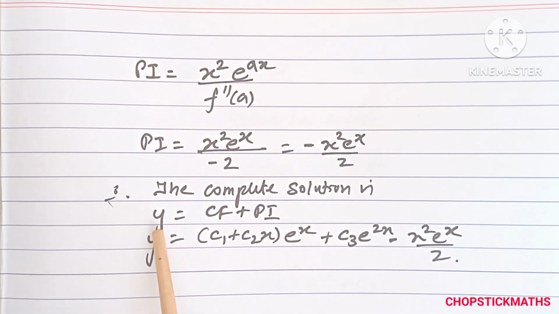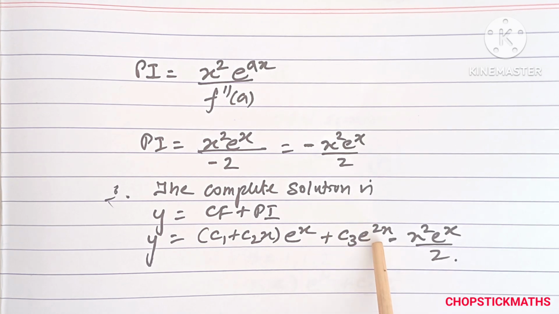Therefore, the complete solution is y is equal to the complementary function plus the particular integral. That is, y is equal to c1 plus c2x into e raised to x plus c3 into e raised to 2x minus x square e raised to x upon 2.